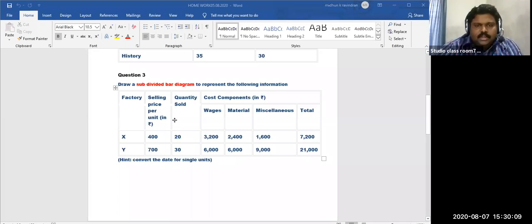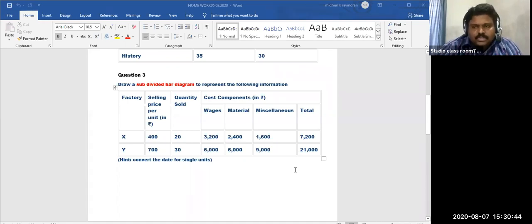Next, the next unit is factory Y. Total quantity sold is 30. Selling price for each unit is 700 rupees. So total income is 700 into 30, that means 21,000. Here the cost of wages is 6,000, material cost is 6,000, and the miscellaneous is 9,000. So 6,000 plus 6,000 plus 9,000 is equal to 21,000. There is no profit, no loss.